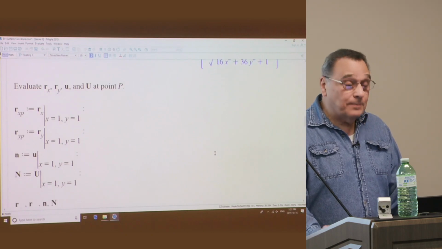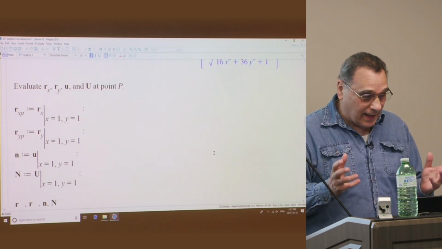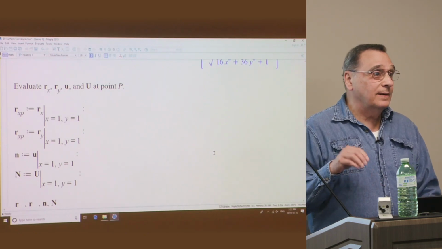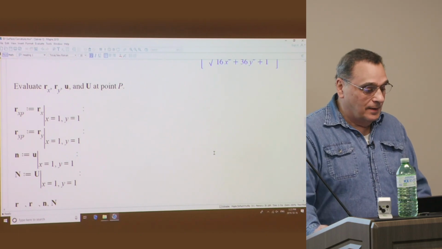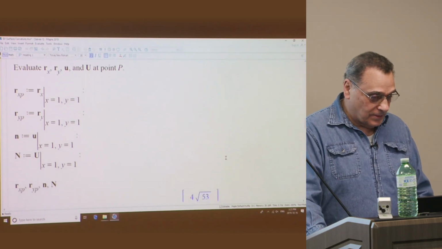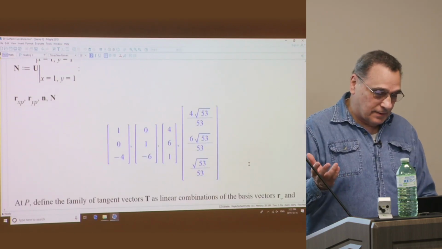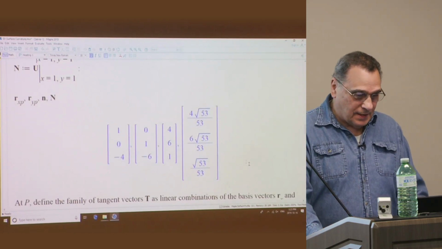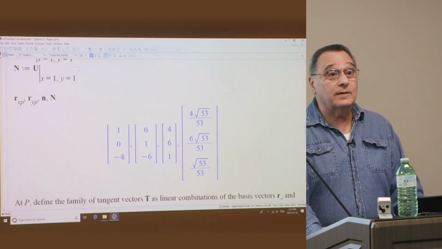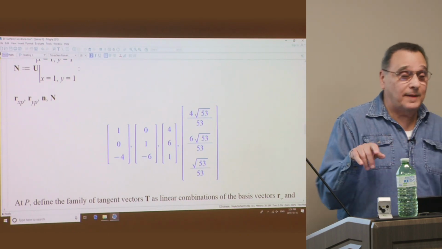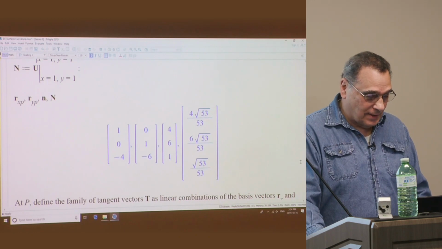Then I have to work at a point P, because you don't want to be dragging all those X's and Y's around all the time. So I subscripted with an extra letter P, because I was working out a point, when I evaluated at 1, 1. Again, different names, so there are no conflicts. And this is what those vectors look like. You can see here, this is the normal, 461, multiplied by 1 over the square root of 53, but Maple rationalizes immediately.